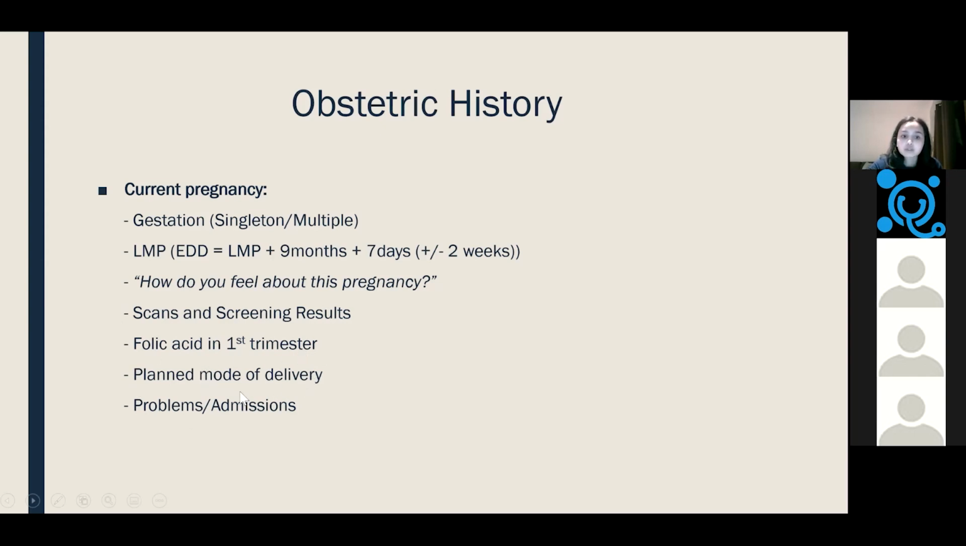How do they plan to deliver the baby? It can be in the labor center, it can be a water pool, it could be with epidural, without, things like that. Or do they know that they need a C-section and why? Things like that. And problems in admission during this pregnancy: have they had any issues, or have they been admitted during this pregnancy?